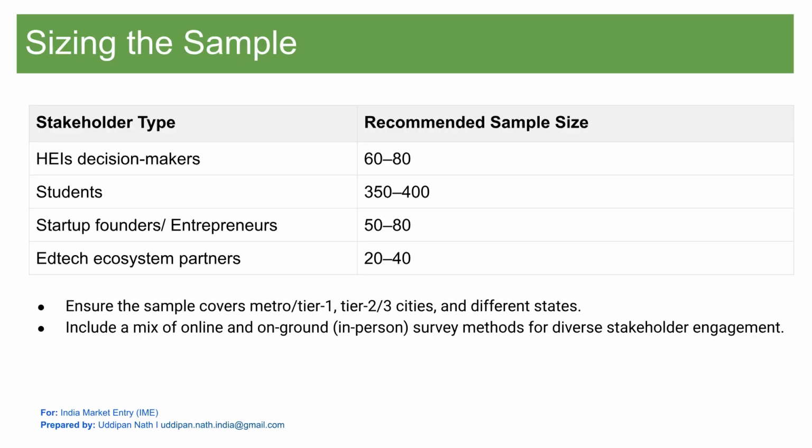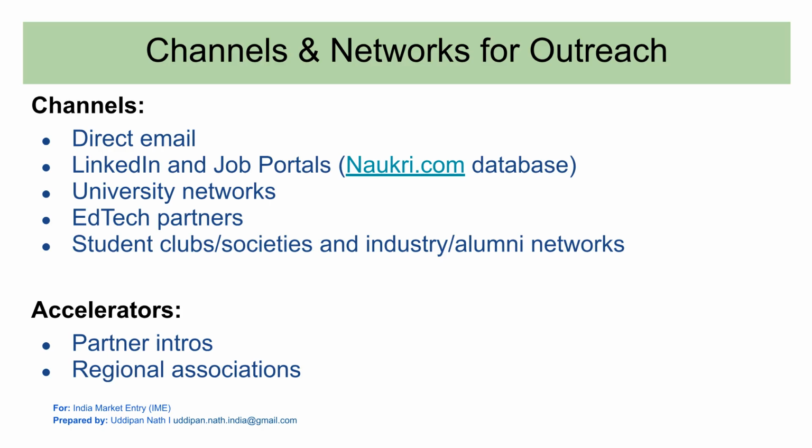early exploration. Recommended sample sizes are 60 to 80 for HEIs, 350 to 400 for students, 50 to 80 for startup founders, and 20 to 40 for edtech ecosystem partners. Ensure the sample covers diverse geographic areas and utilizes mixed methods. Effective outreach channels include direct email, LinkedIn, university networks, edtech partners, and student clubs. Accelerators can be utilized through partner introductions and regional associations.